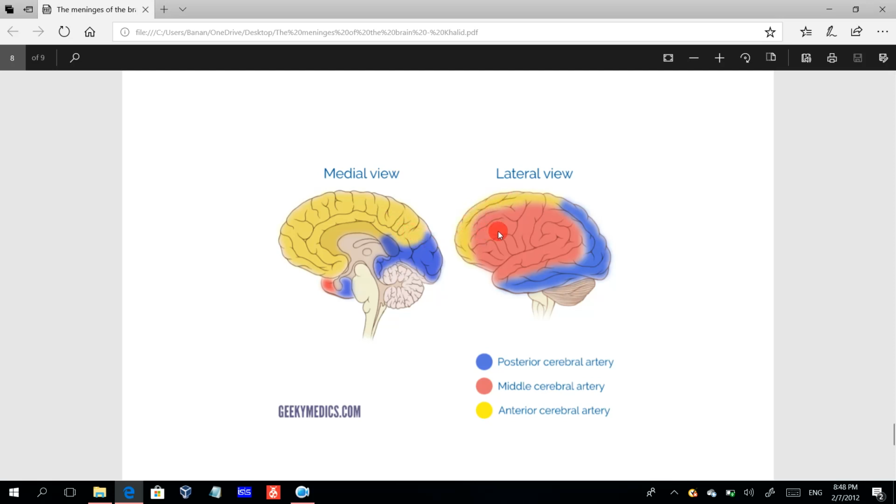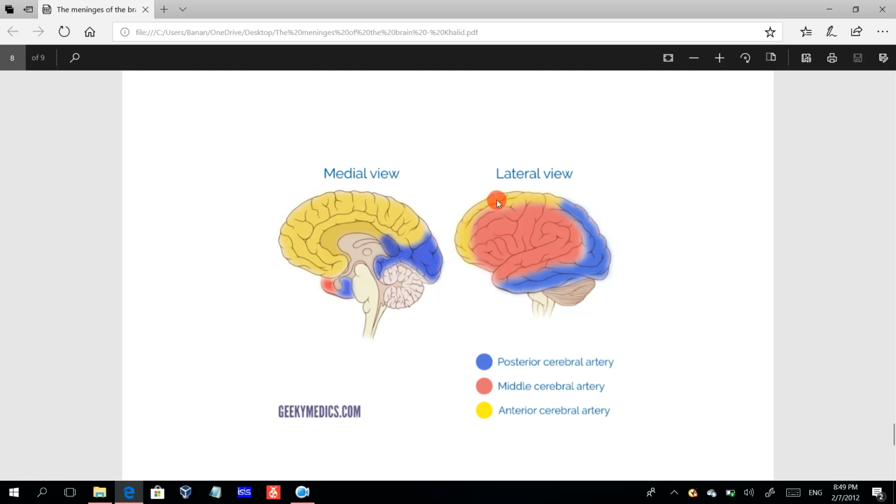And the middle cerebral artery will supply most of the lateral part of the cerebrum. Of course, here we have part of the frontal, part of the parietal, and the temporal lobe. All this lateral area is supplied by the middle cerebral artery. And lastly, we have this blue color area. This is supplied by the posterior cerebral artery. This is the lateral, and here from the inner or the medial aspects of the cerebrum.